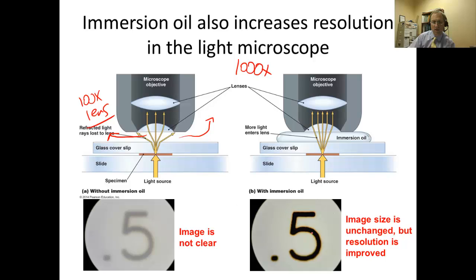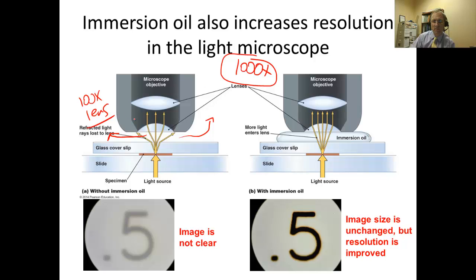The magnification, looking here between the left and the right, is completely unchanged. However, we can clearly see that by the addition of the immersion oil, we've had a fantastic increase in the resolution of our image. We're only going to want to use immersion oil with our highest magnification possible with the microscope, the 1000x total magnification, which is the 100x objective lens.